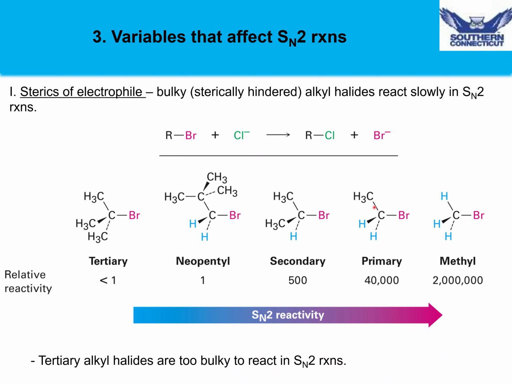Primary alkyl halides are great for the SN2, and methyl alkyl halides are even better. There's something called neopentyl, which is shown here. Those are a little bit slower than secondary alkyl halides.